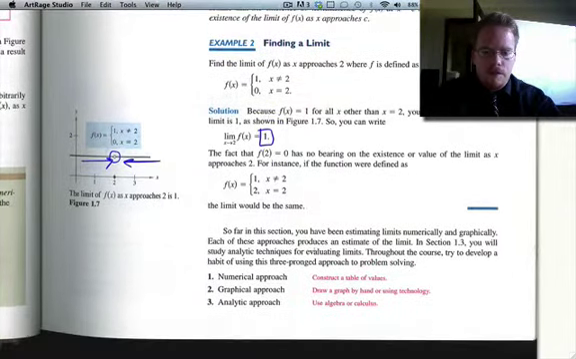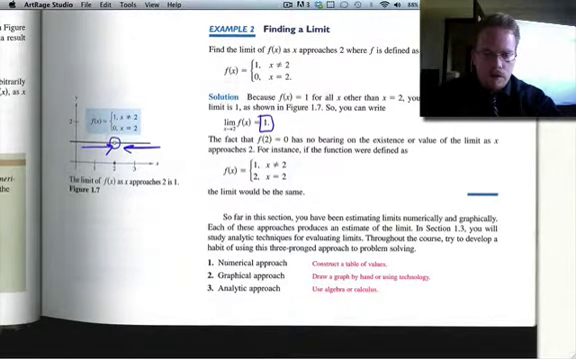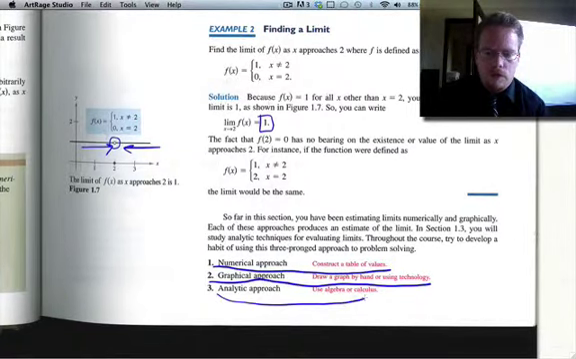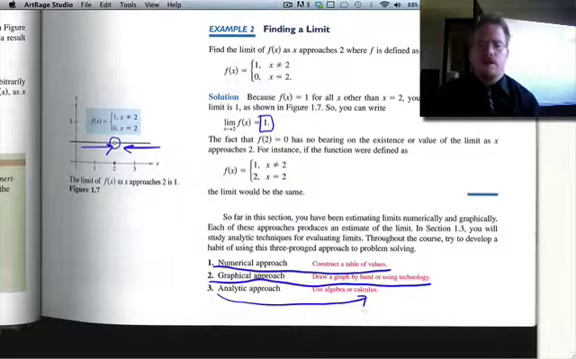So as a quick summary, you have the numerical approach, and what I'll expect you to be able to do for that is to construct a table of values. With the graphical approach, I expect you to either draw it by hand or use your graphing calculator and tell me what the limit is. And then tomorrow we're going to look at the analytical approach using algebra or calculus.